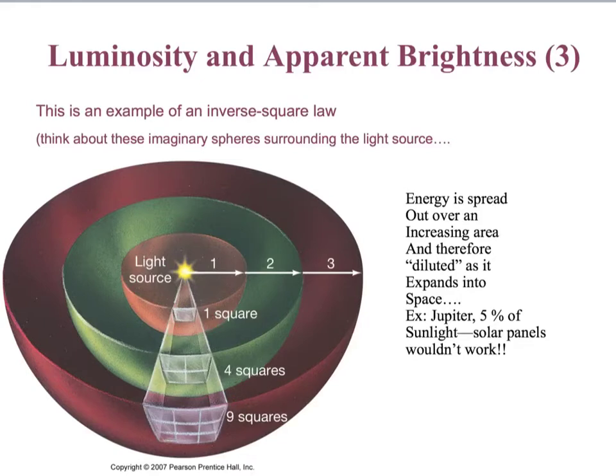By the time you get to Jupiter, you're only getting 5% of sunlight. So solar panels on spacecraft wouldn't even work past the orbit of Jupiter.